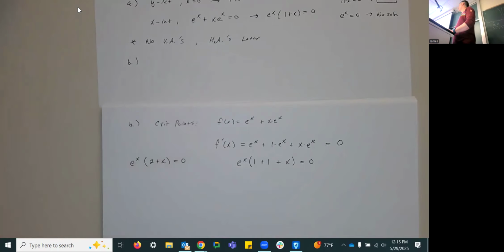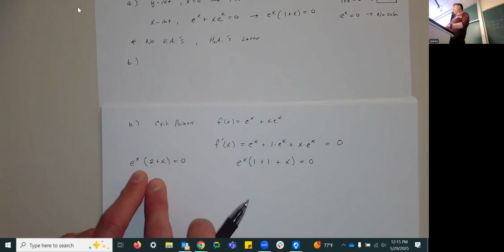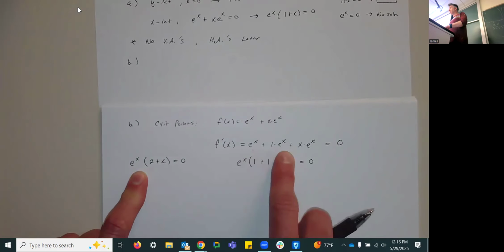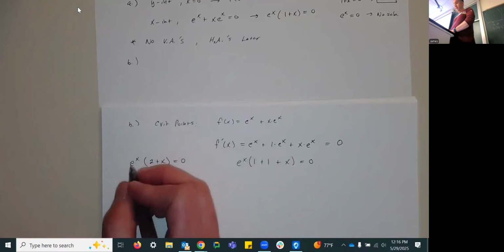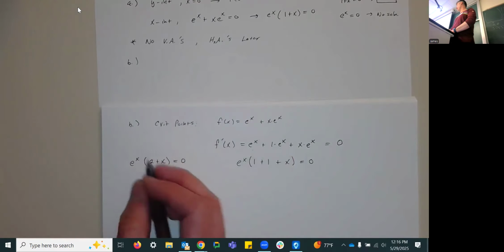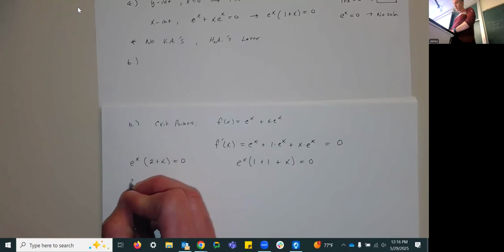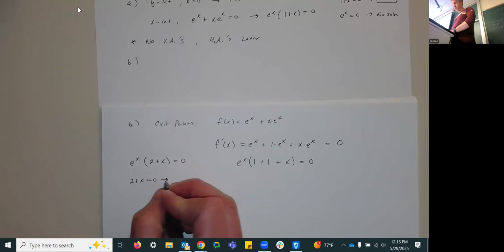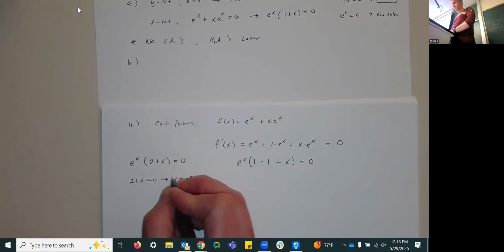I'll also point out, it's really good to have the factored form of your derivative, because when you're trying to do the sign chart for your first derivative, it's much, much easier to tell if the thing is positive or negative by plugging in points into your factored derivative, as opposed to this thing here. So again, we know e to the x can never equal 0, so we're not even going to bother saying it. We're just going to say, well, 2 plus x equals 0, so we're going to get x equal to -2.